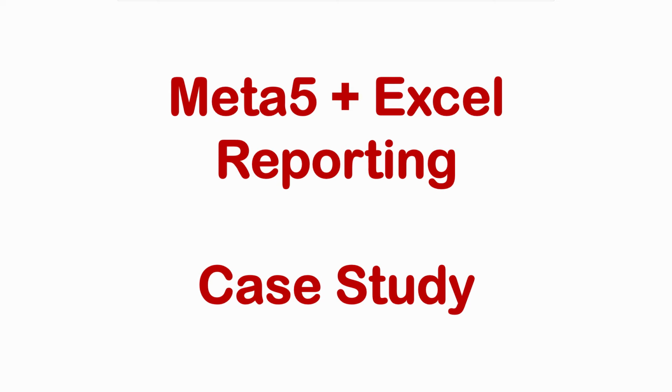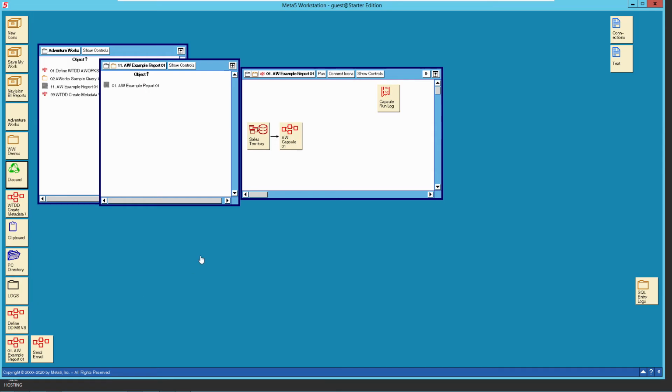That is what we're going to show you. We're going to show you a new idea, an alternative idea, on how to get your Excel spreadsheets better, cheaper, and faster. Okay? So with that, let me go into the Meta5 desktop. And here we are just in my Meta5 desktop. I came into AdventureWorks, Example Reports, Example Report 01. And I just want to show you something very quickly, very briefly.